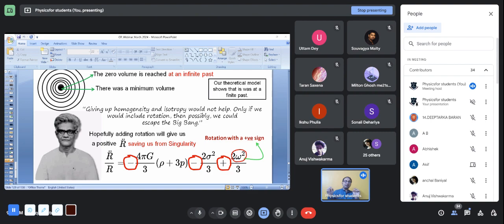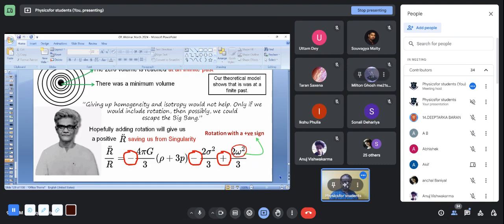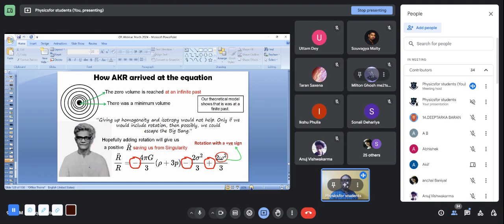So AKR tried to include the rotation as 2 omega square. Possibly if we could include rotation, then we could escape a singularity, but it is not possible. Or maybe quantum gravity could give us a solution. So that is what AKR's equation is, and it is so very important. If you go to my other video on AKR, I will also be making another video talking to Professor Shayon Kaur of IIT Kharagpur, and he is a master of Amalkumar Raychaudhuri's equation.